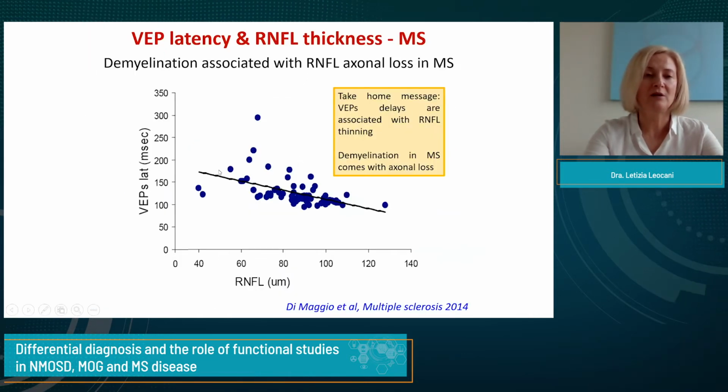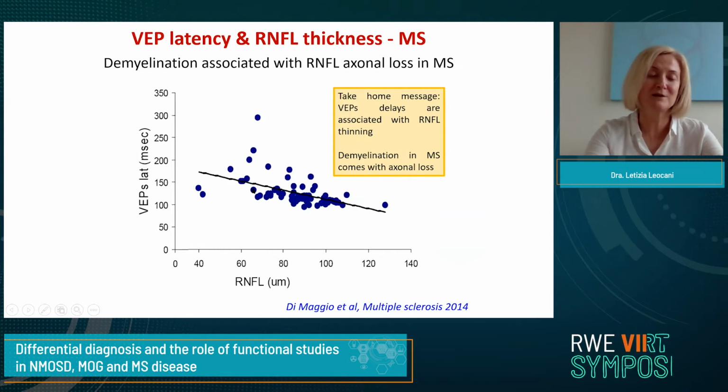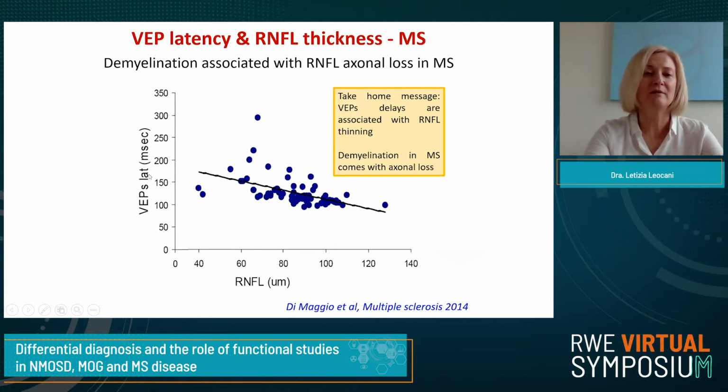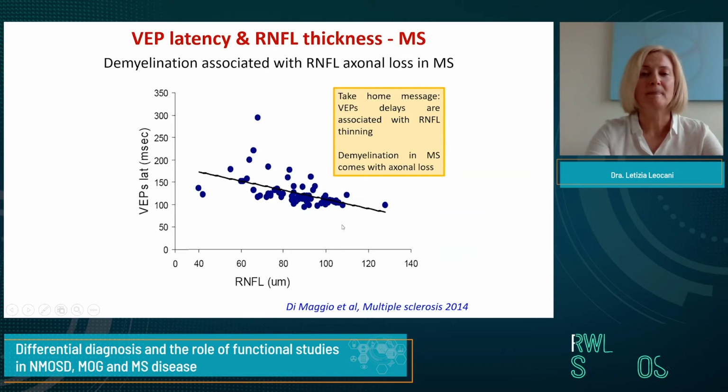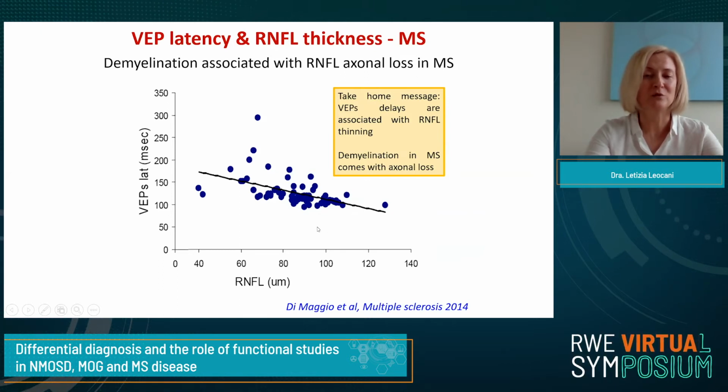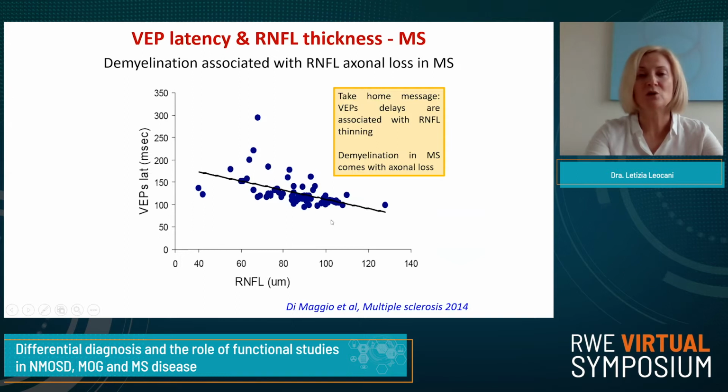But in the chronic phase, there tends to be a residual VEP delay, especially in older people, while in adolescents the VEP recovery could be almost complete. There is a correlation between the amount of residual VEP delay and the amount of retinal nerve fiber layer loss that occurred in the acute phase or within the 6 months. So in MS, demyelination comes with axonal loss and vice versa.